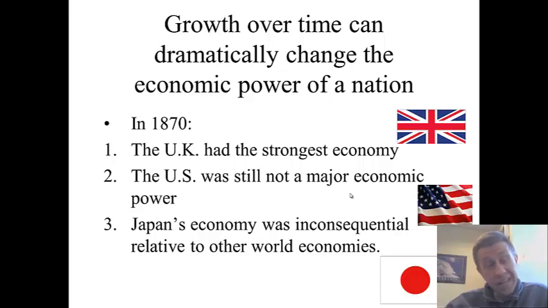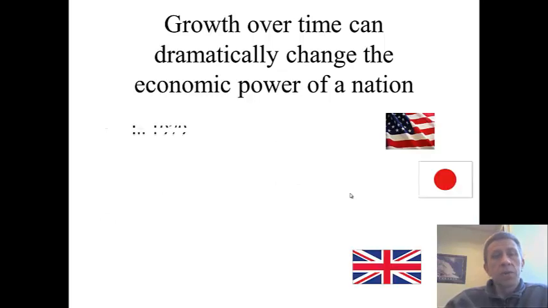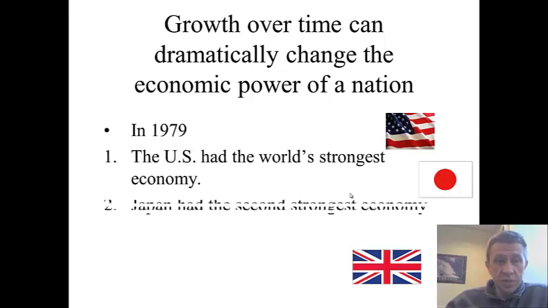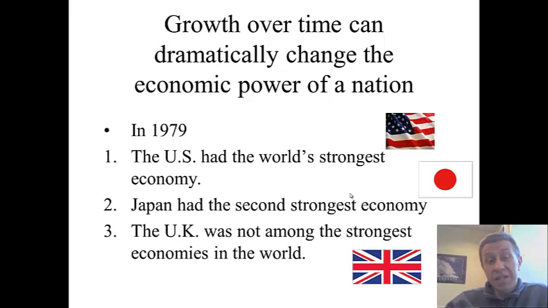Japan. In 1870, the United Kingdom had the strongest economy in the world. The US was not a major economic power at that point, and Japan was really inconsequential. Japan's economy didn't make any difference worldwide. But the growth rates were different in these 3 countries. So in 1979, the US had the world's strongest economy. Japan was the second strongest, and the UK was no longer among the strongest economies of the world.